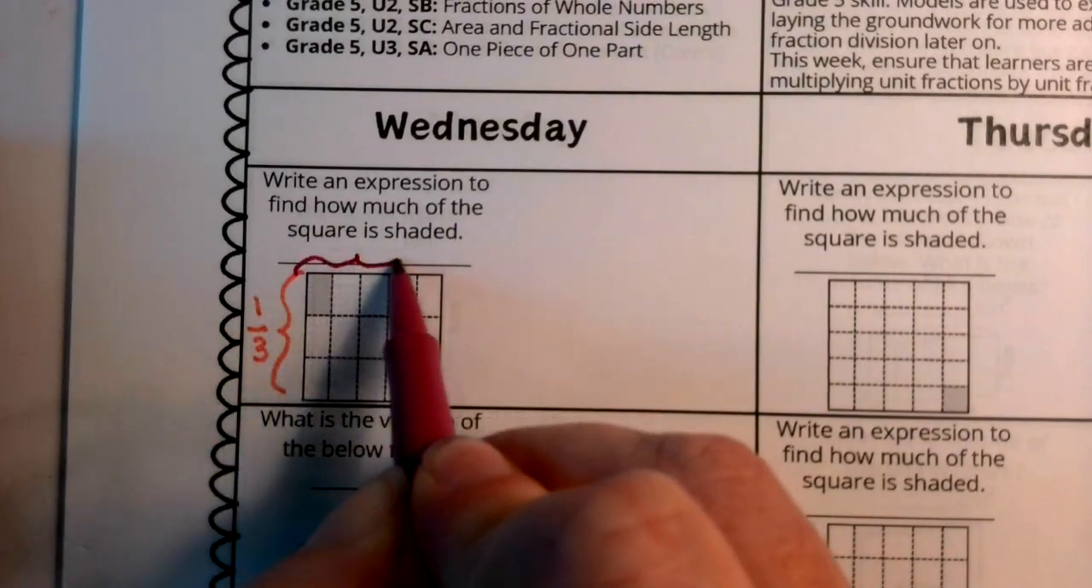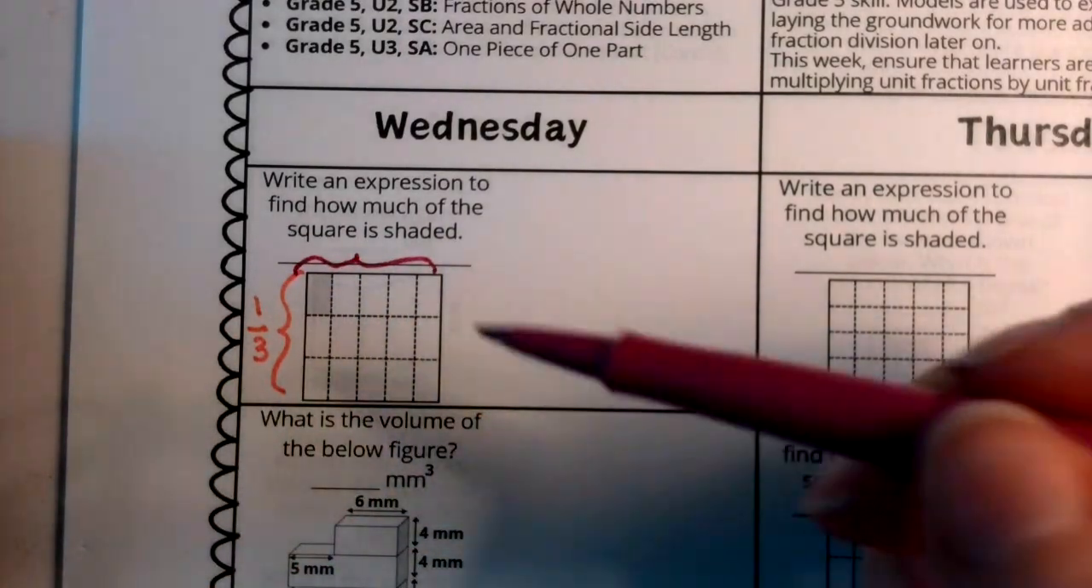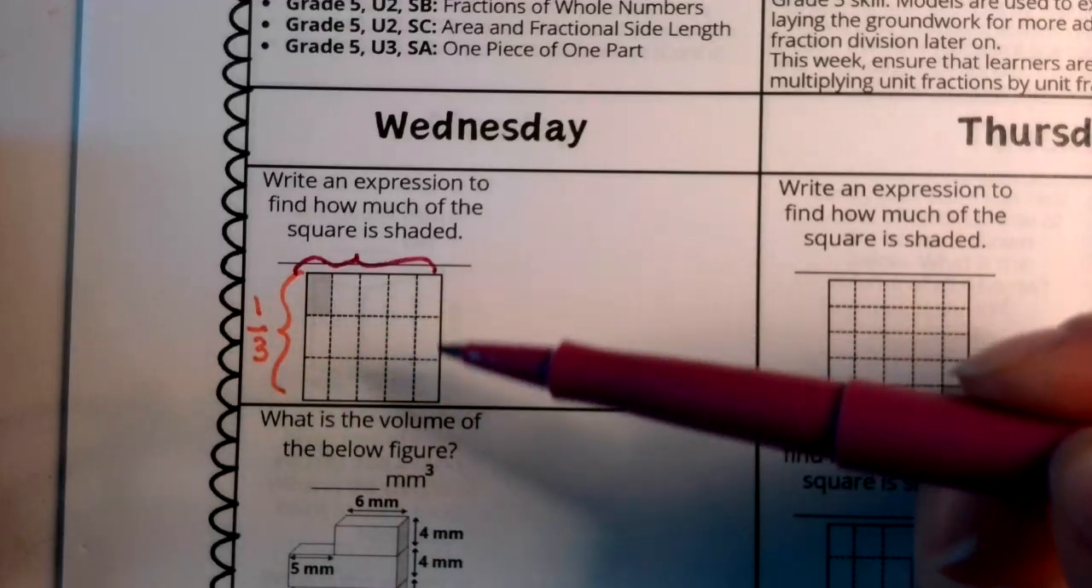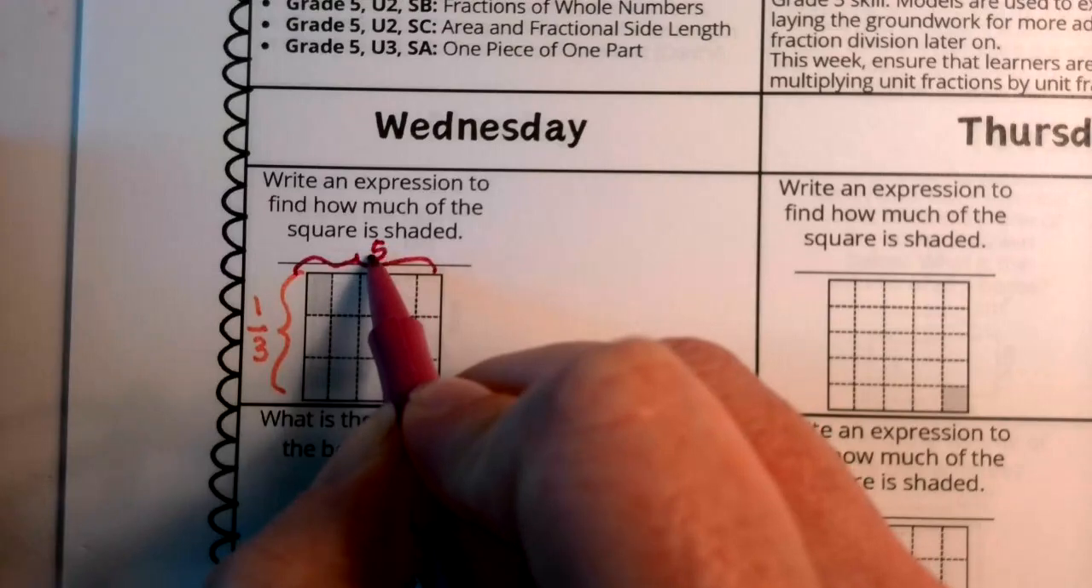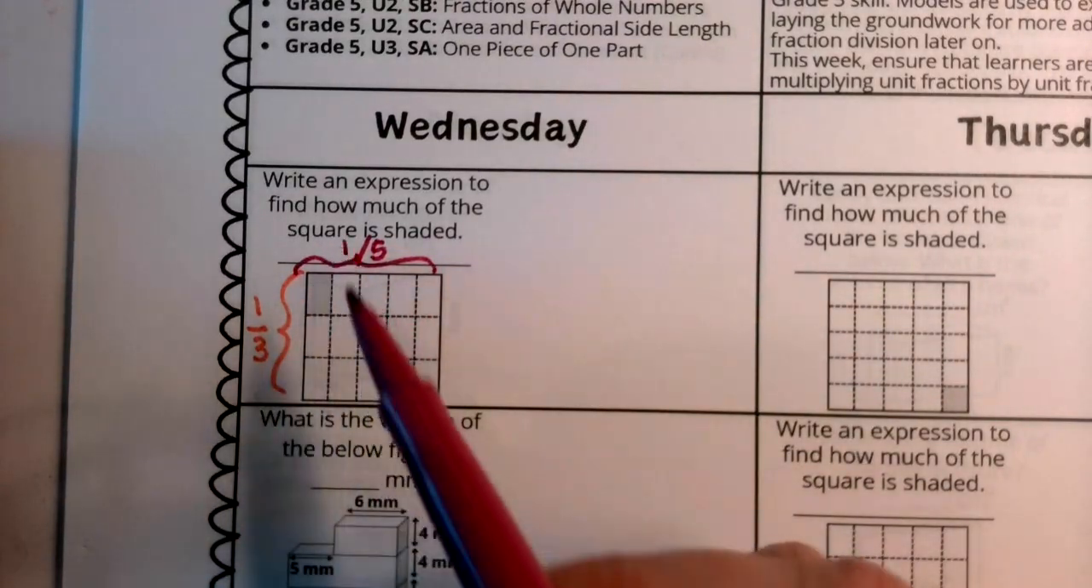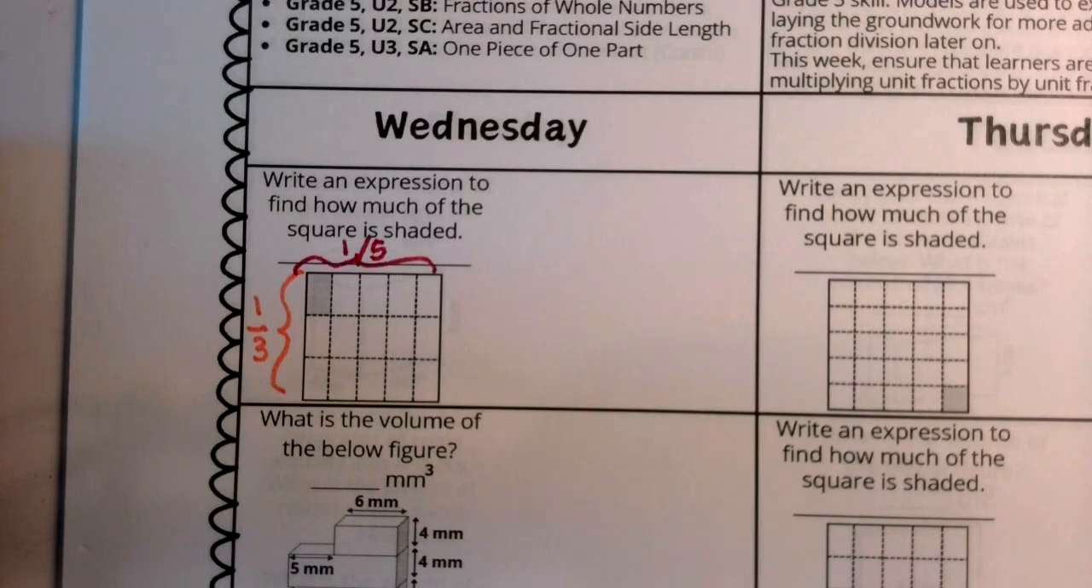Now I'm going to turn and consider the columns. How many columns do I see? 1, 2, 3, 4, 5. I see 5 columns. And how many of those columns have some shading? Just one of those columns has the shading.